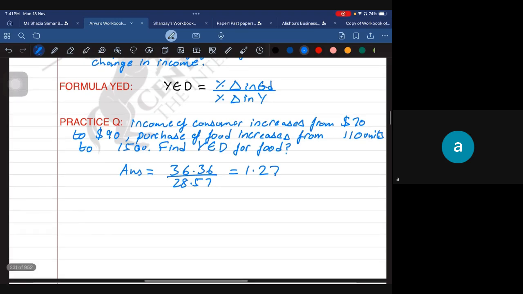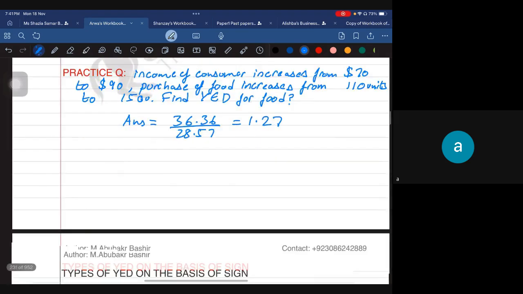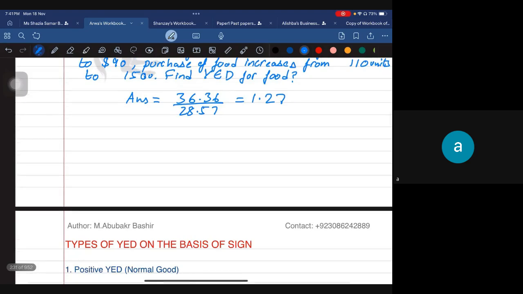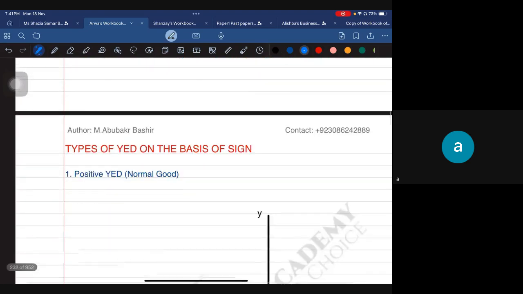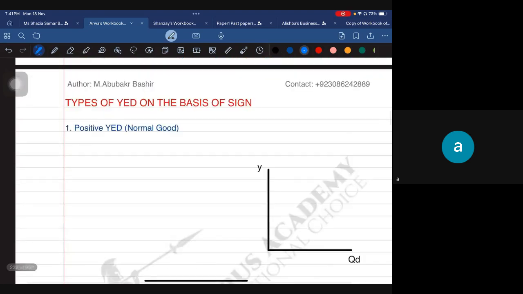Okay, we'll talk about it being elastic or inelastic later on. We are just going to do this answer. We have done that. Now we are going to move on because it will depend according to the type of product. Okay, so first of all, type of YD on the basis of the sign: positive YD.